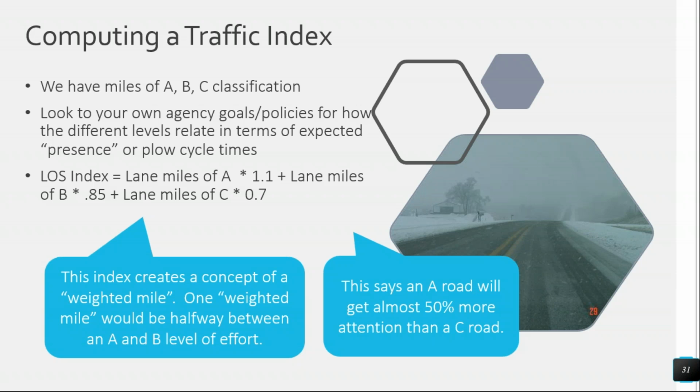But this index creates a concept of a weighted mile. It says that one average or one weighted mile would be halfway between the A and B level of effort. And it also sets the relative difference. So if you look at the formula there, I've got a multiplier of 1.1 times A and a multiplier of 0.7 times C. And so that tells you that your A road is going to receive almost 50% more attention than your C road, or is expected to receive that much attention.